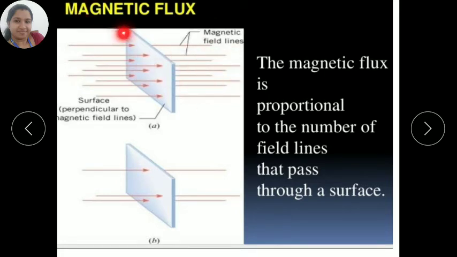Magnetic flux is defined as the number of field lines that pass through a given area of surface. Here only 3 lines pass through the surface, so magnetic flux is less compared to this region, where a large number of magnetic lines enter the body. So this is called magnetic flux. Magnetic flux is proportional to the number of field lines that pass through the surface.